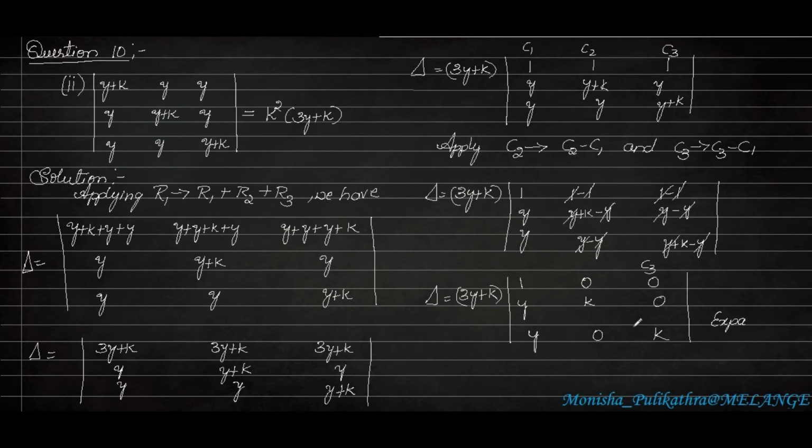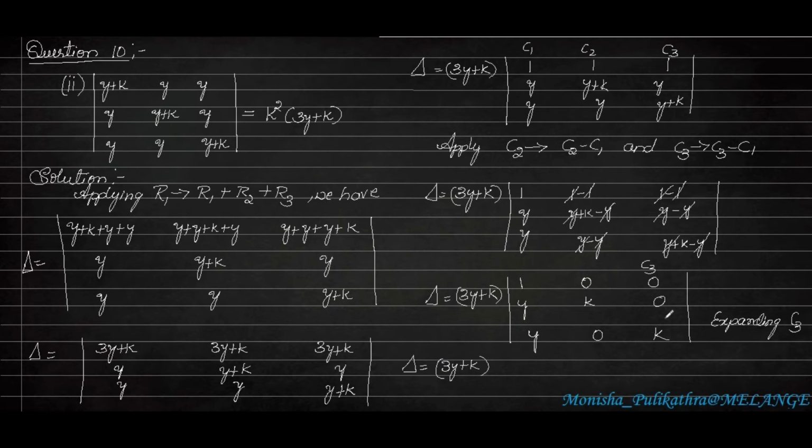You have to see where the maximum number of zeros are. Either you can take column 2 or column 3, that's your wish. But maximum number of zeros means we will get the answer soon. So we will get delta is equal to 3y plus k.